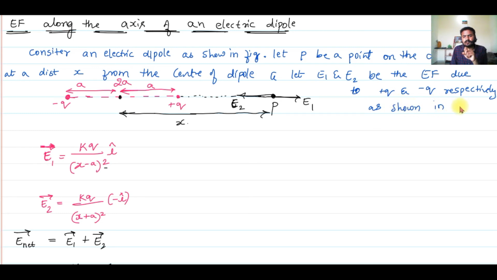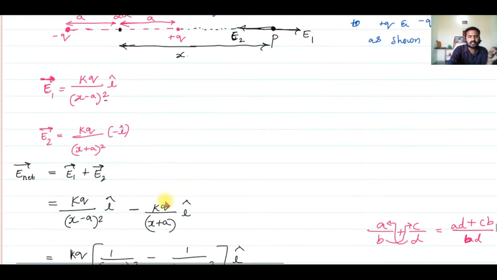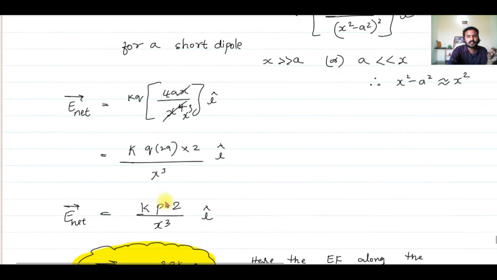Done. That's it. A little bit of explanation about the diagram is very essential, so they will expect this. Now you can start deriving. E1 is the electrical field due to the positive charge plus q, and E2 is the electrical field due to the negative charge. Then you can start deriving this, and overall we get the answer.